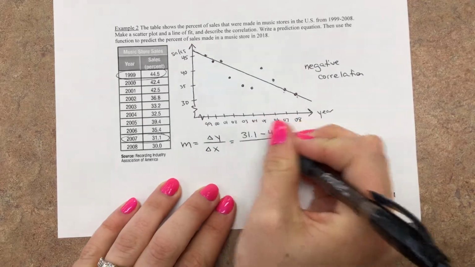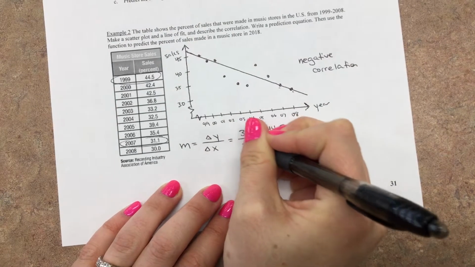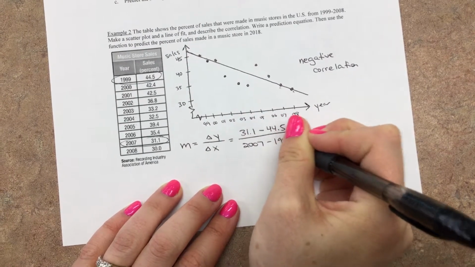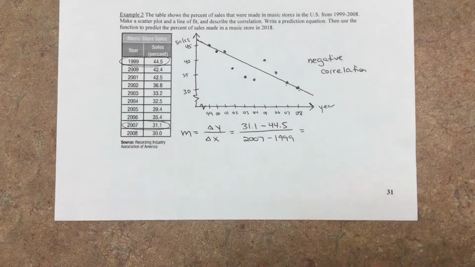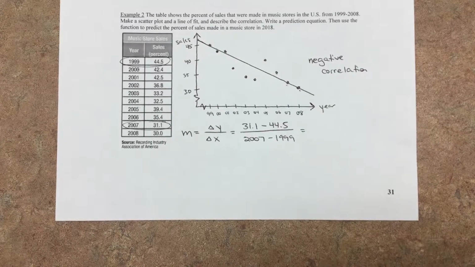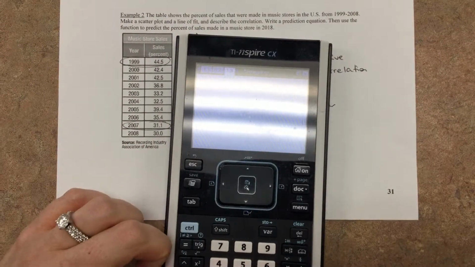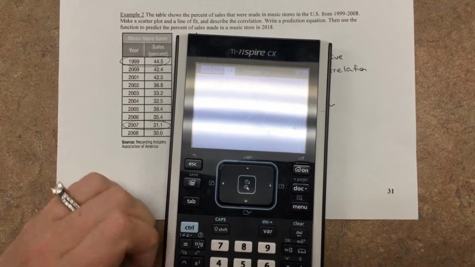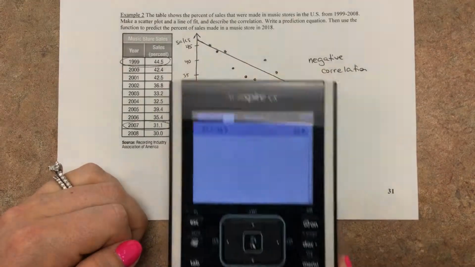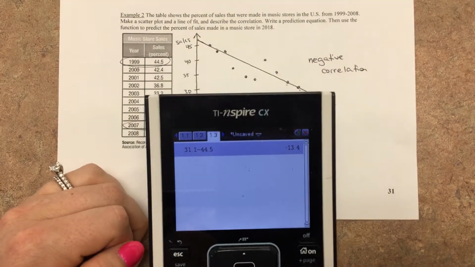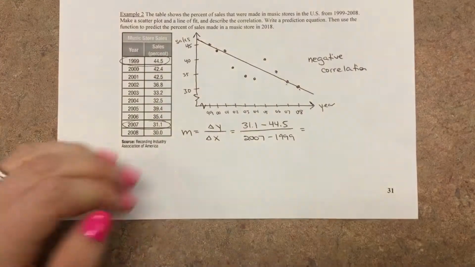And then over change in x, which would be the change in years. That is 2007 and then minus 1999. So we can plug this first part in and subtract. So when I do that, I get 31.1 minus 44.5. So that's negative 13. Oops, that's not showing up. There we go. Negative 13.4, and that should be negative because it was decreasing.